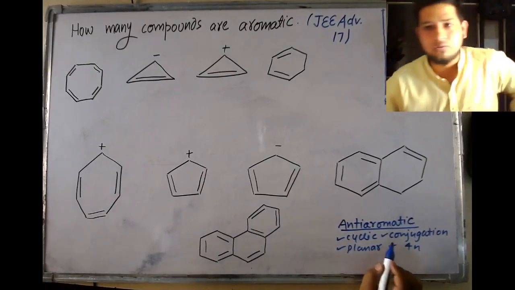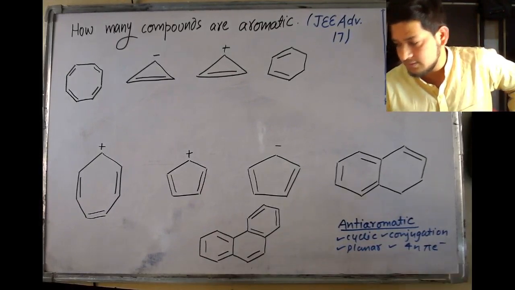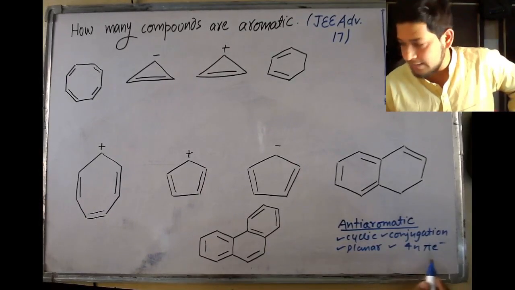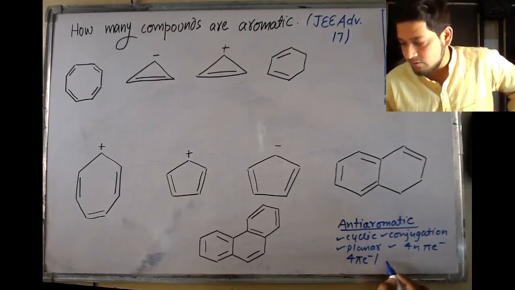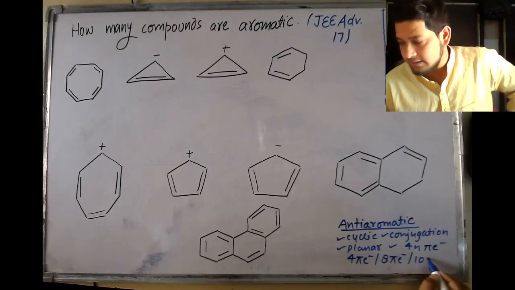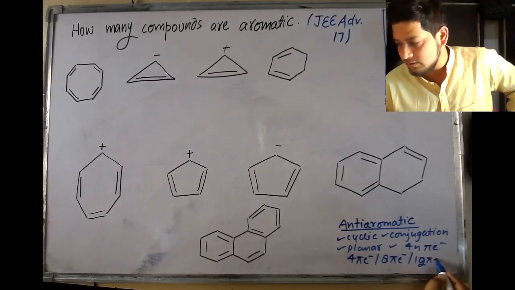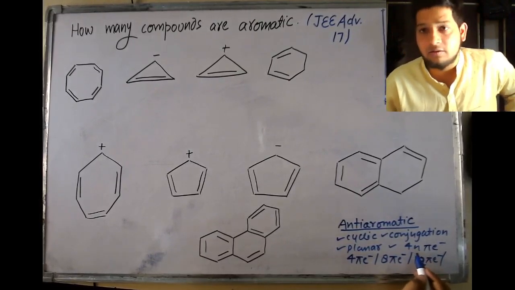Okay, so there was a slight disturbance. It has 4n pi electrons. So it might have 4 pi electrons or 8 pi electrons or 12 pi electrons or 16 pi electrons. So n could be any integer from 0 to 9.